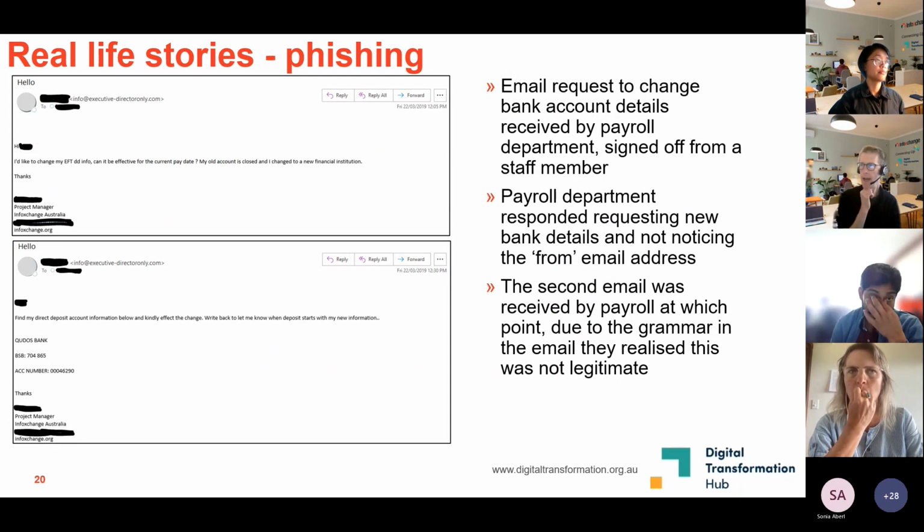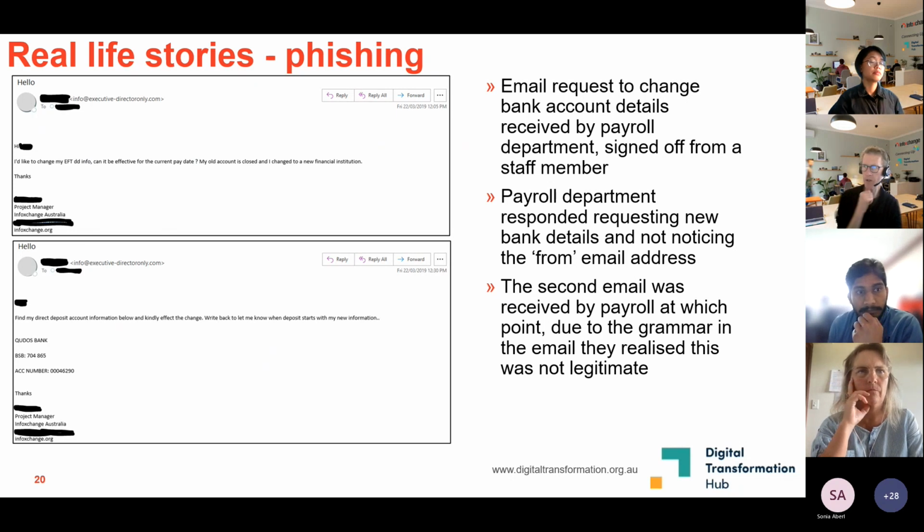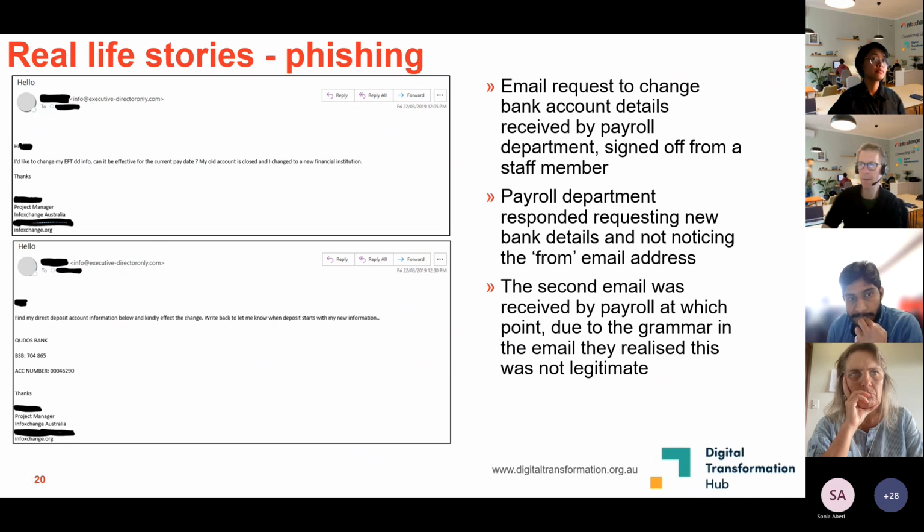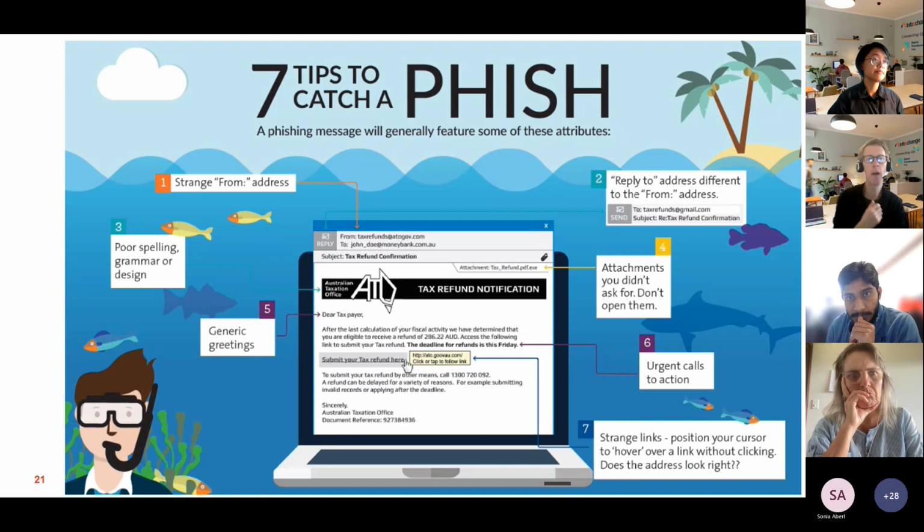Here's another example: an email to change bank account details received by payroll. That was signed off from a staff member, theoretically. Payroll responded, but then noticed that the from email address was different. That was when the trigger came that this is actually not legitimate. So this was another real life story that didn't get through, because of vigilance. This is business email compromise, and it's making sure anyone that deals with money is additionally aware. That's what's really important from our perspective.